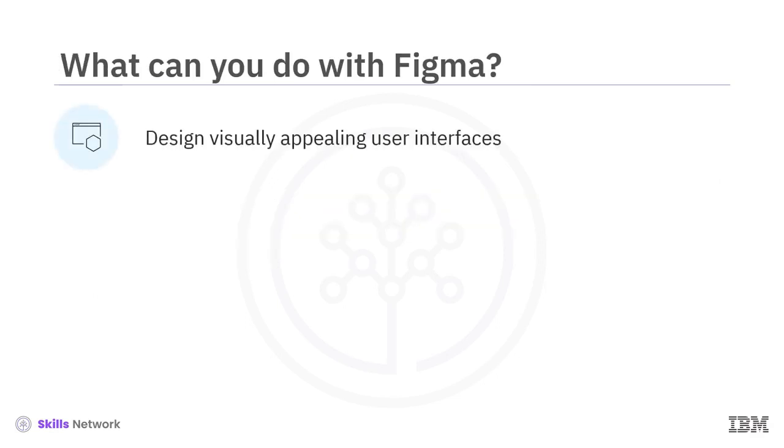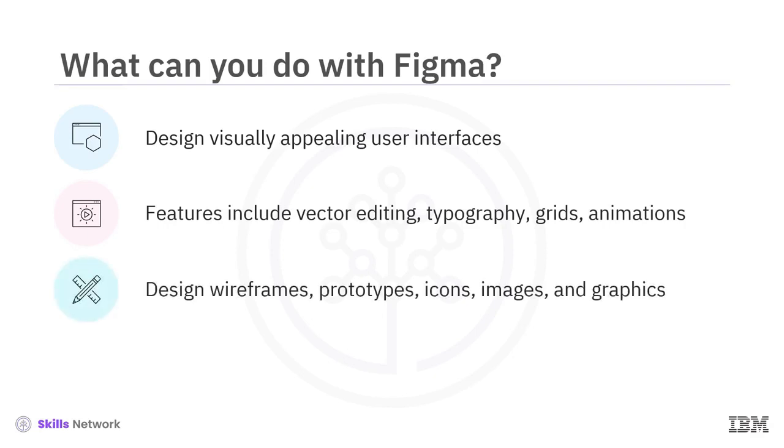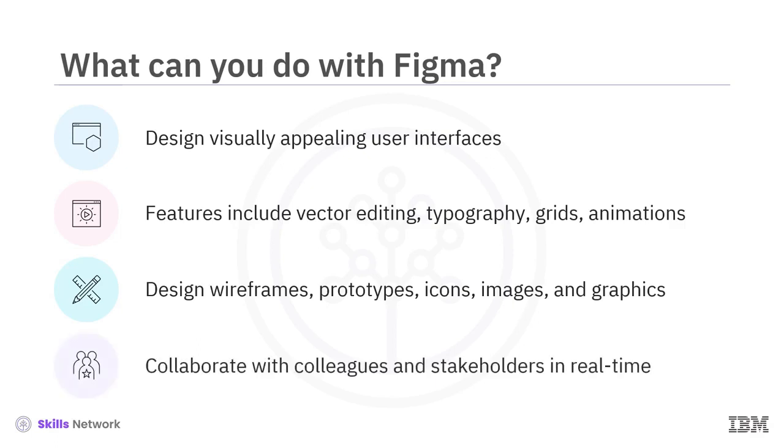You can design visually appealing and functional interfaces for websites, mobile apps, and other digital products. Figma features include various design tools like vector editing, typography, grids, and animations. You can create wireframes and prototypes to test and refine your design concepts and share them with others for feedback. You can design and export assets, including icons, images, and graphics for your digital products. The most convenient feature of Figma is that it allows you to collaborate with your team and stakeholders in real time to share and receive feedback on your designs instantly.